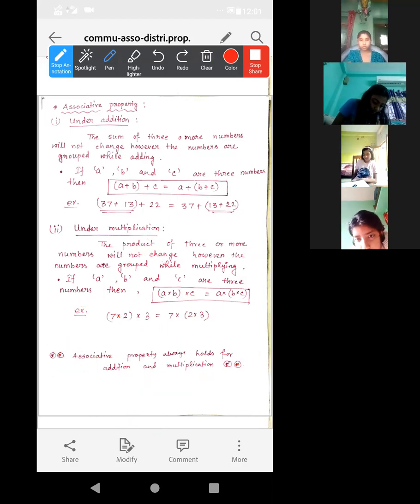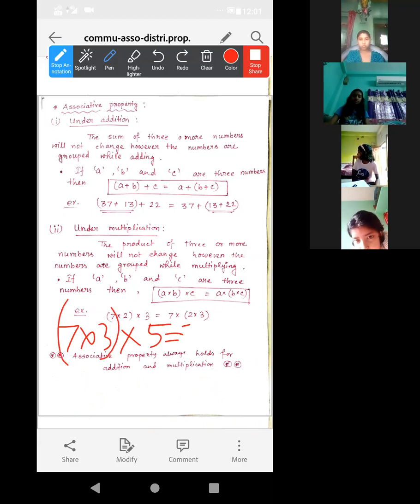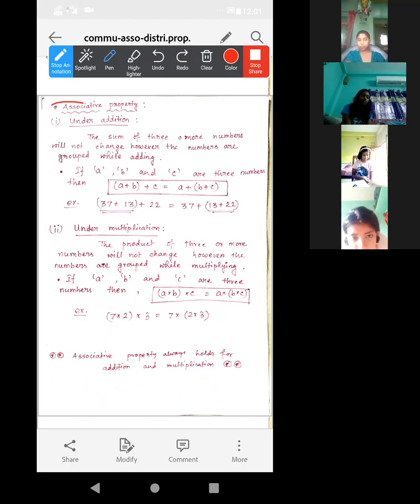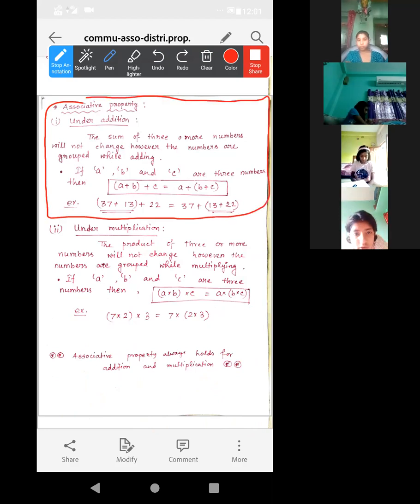Acha, in case of multiplication, it will be 7 into 3 into 5. First two in the bracket is equal to 7 into last two in bracket. Just in place of addition sign, there will be the multiplication sign. But no need to write the multiplication part, only the addition part. This one, right. Give the heading associative property under addition.